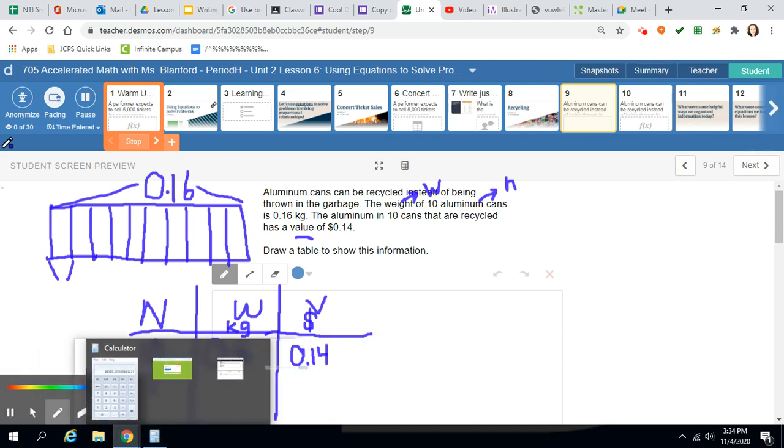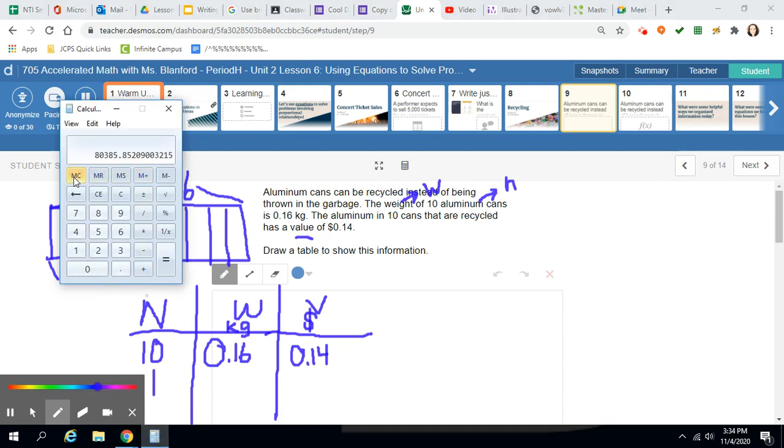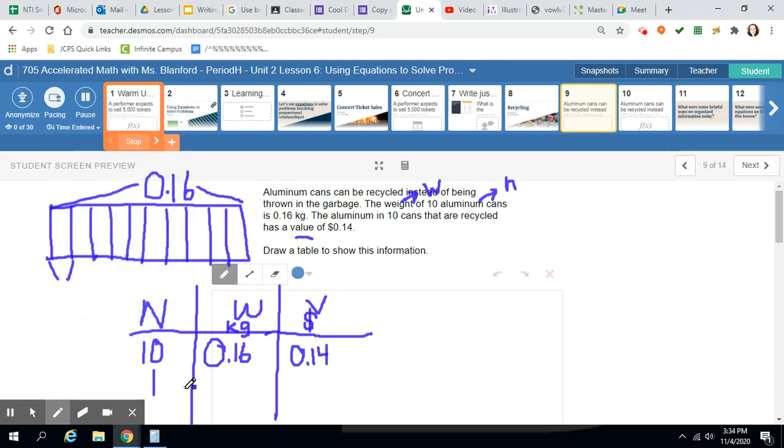All right. When I do this, I then noticed if I want to know what one can is, I literally need to break the 16 hundredths. So 0.16, and I'm going to divide it into 10 equal pieces. So I'm dividing it by 10, and that is going to tell me what one can is, right? So it's 0.016. Oh gosh, which makes sense. I'm dividing by 10. I just move this decimal over one.